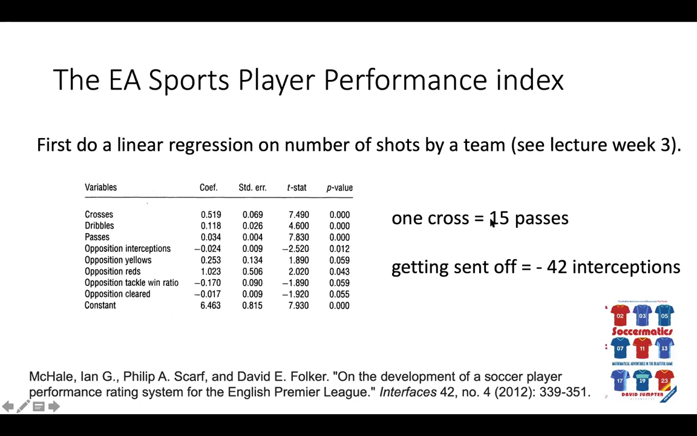And I quite like this because you can do the following. If you divide the coefficient for crosses by the coefficient for passes, you can find that one cross is as valuable as 15 passes over an entire season. And getting sent off is like doing minus 42 interceptions. So it's like missing 42 interceptions is the same as getting sent off, if you divide that coefficient by that coefficient. So I quite like that.